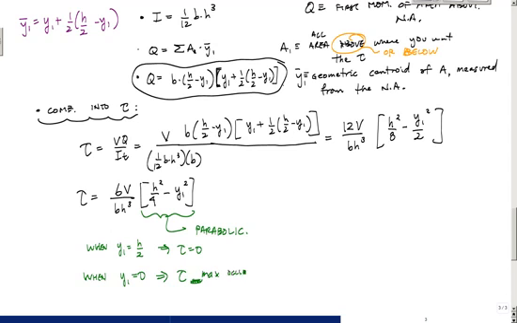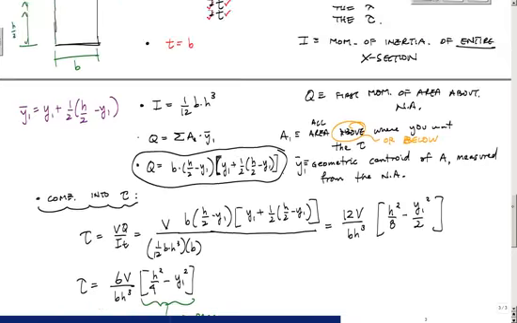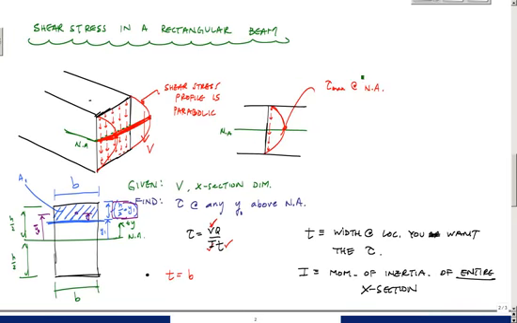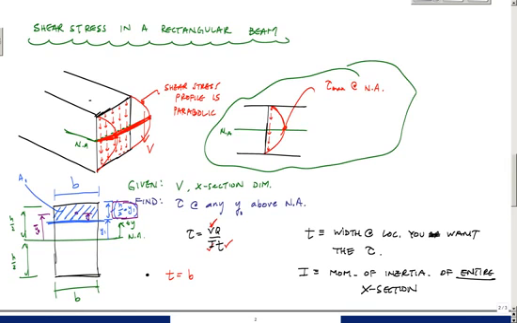Okay, tau max occurs there. And you can also prove this by taking the derivative, d tau over d y1, and then setting it equal to 0 and solving for y1. You'll end up with y1 equals 0. Okay, so this is just proof that this parabolic distribution that we had over here is good. And the max always occurs at the neutral axis, at least as long as you have linear elastic behavior, and the edges have 0 shear stress.